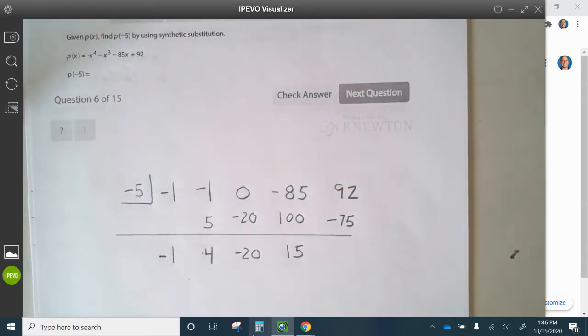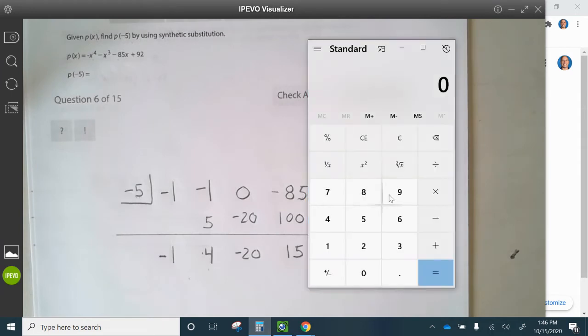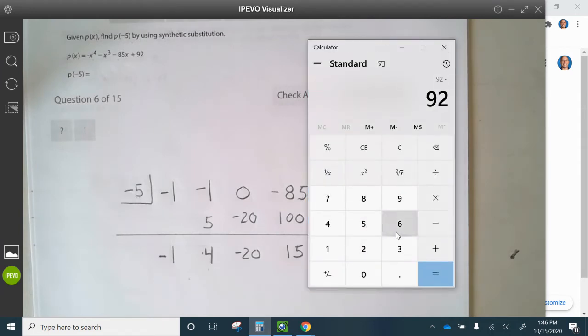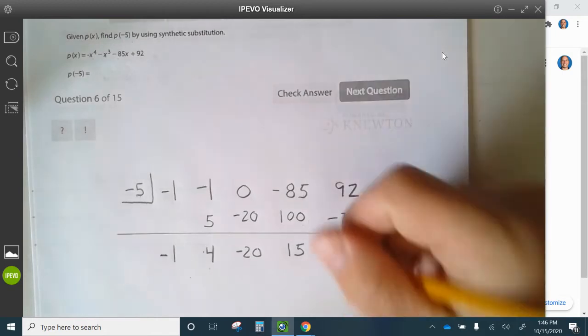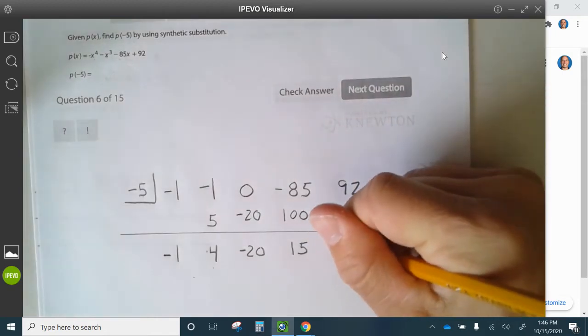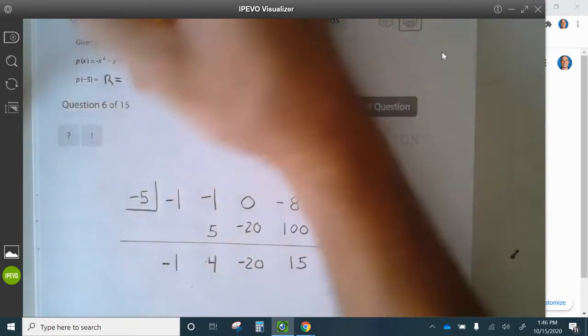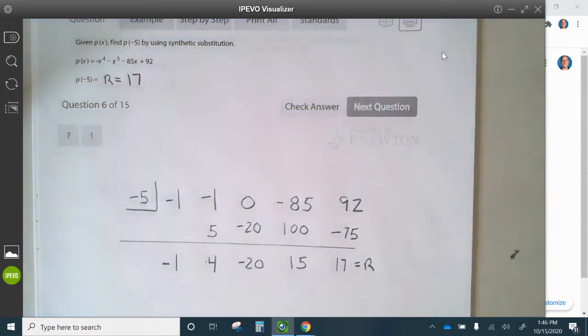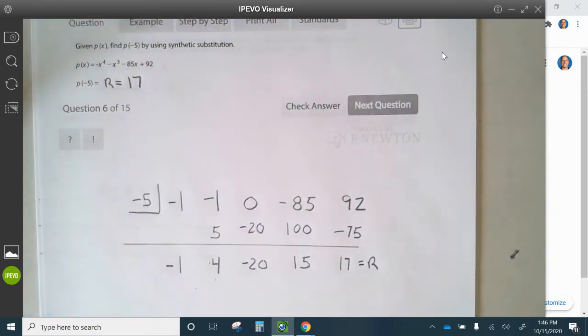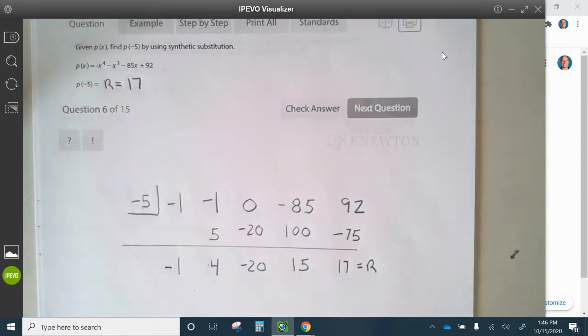And then let's do 92 minus 75, which is 17. So the remainder is 17. So p of negative 5 equals the remainder, which equals 17. Okay, so go ahead and finish up number 6.